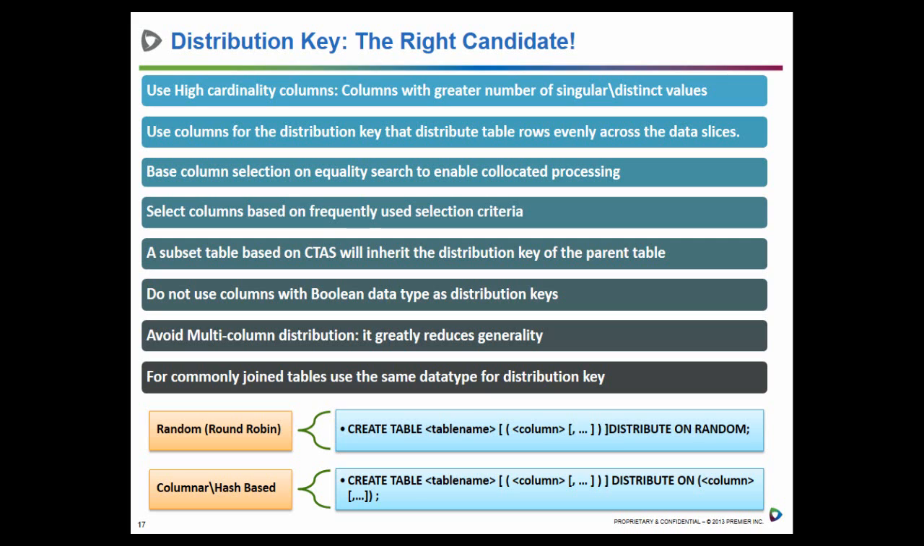Select columns based on frequently used columns, right? Another thing to remember is, a couple of things to remember here, you don't want to use Boolean data types or character data types. Not the most efficient way to distribute your data in Netezza, right? You also want to avoid multi-column distribution. This greatly reduces generality. So one of the things a lot of people like to do is say, let's combine patient key and encounter key and we have covered all the problems in our distribution strategy.